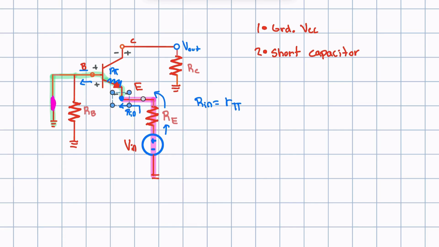After this point, after we pass the emitter, this whole section that's highlighted in green right here is going to be multiplied by a constant because it is now the base. And this constant, since we have our voltage input signal in the emitter, is going to be 1 over 1 plus beta.